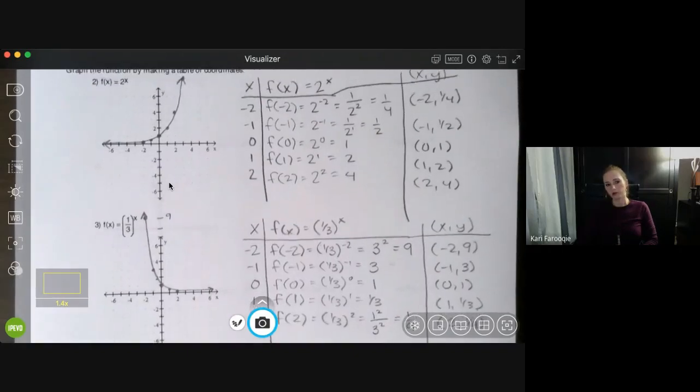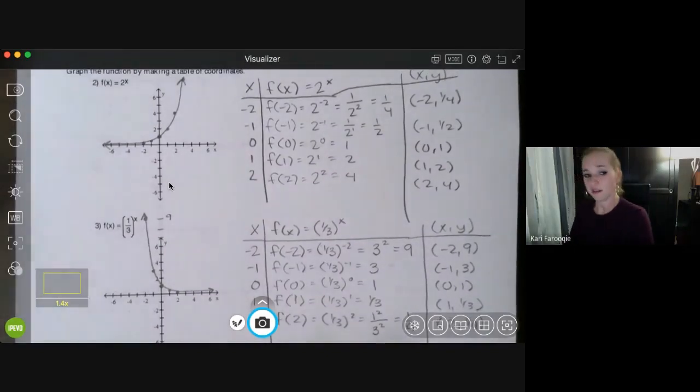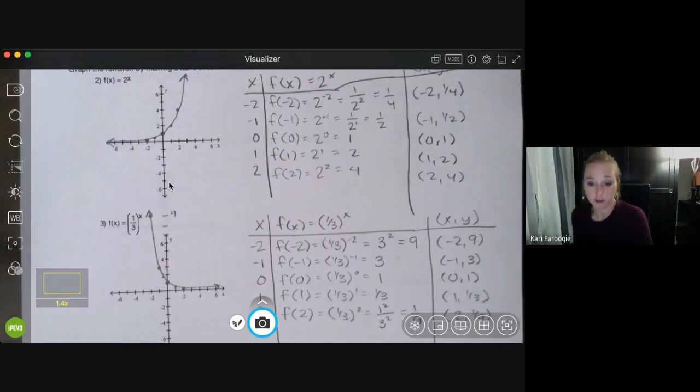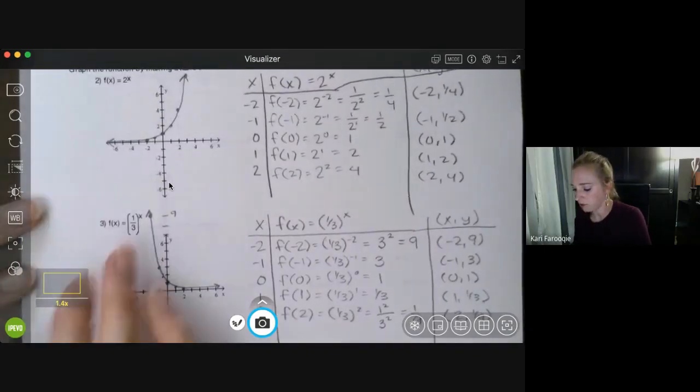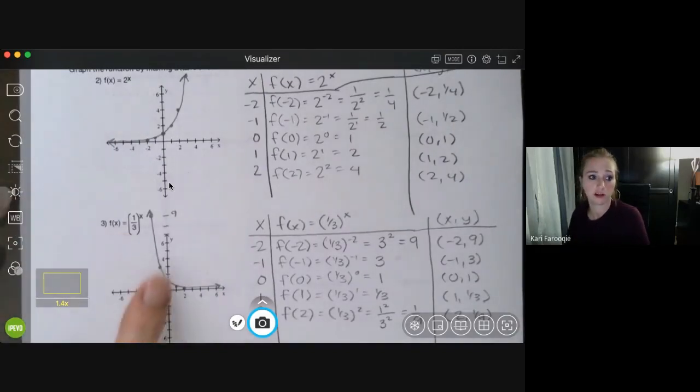What do you guys think of comparing these two graphs? Why is it the case that for number 2, as x gets larger, f of x gets larger, but for number 3, as x gets larger, f of x gets smaller? Why is that? Is it because of the fraction? Yes, but not necessarily because it is a fraction. What's specific about the fraction itself? Like, what if I had (4/3) to the x? Would I still be expecting to see something like this?